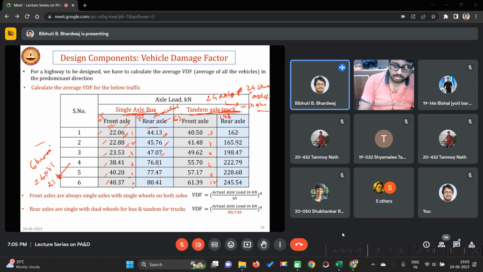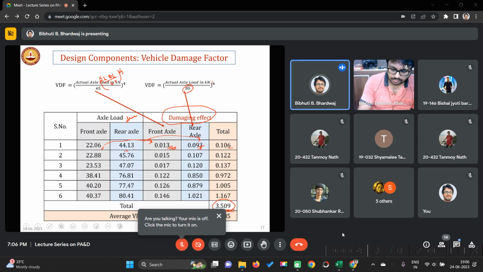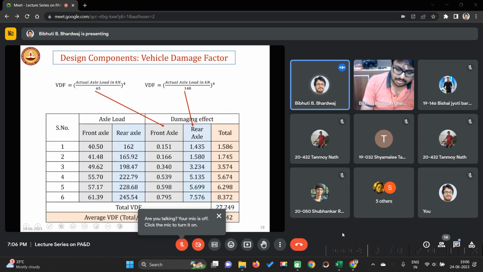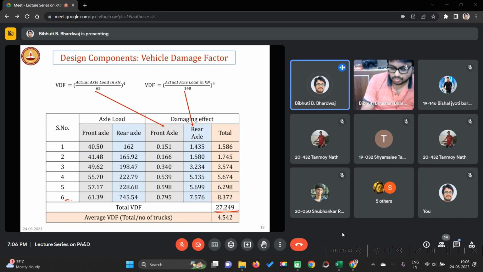21 buses' worth of damage. Six buses will cause that much damage, and the meaning of this is that the BDF is 3.509. Alright. Similarly, for the trucks, look at how much damage you got, with 6 of them you got 27.249. Why? Because here you can see how much higher the load is, 245. This will be 245 divided by 148 all to the power 4. This much of damage. So that's why you should restrict overloading.